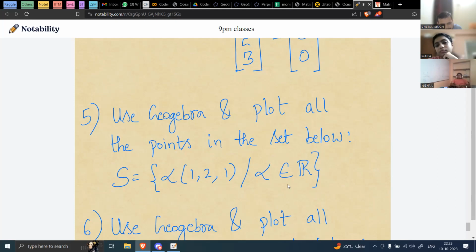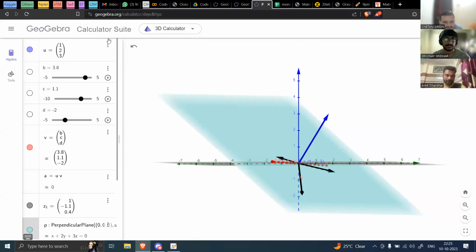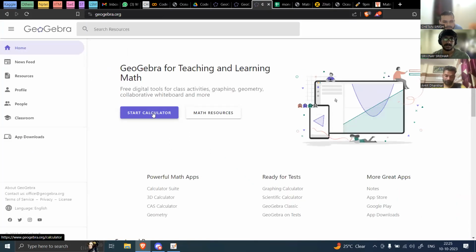That's just a line now in 3D. We'll see. What is GeoGebra for? Okay, can I go to the GeoGebra? Yeah, sure. Maybe we can delete these or make a copy.